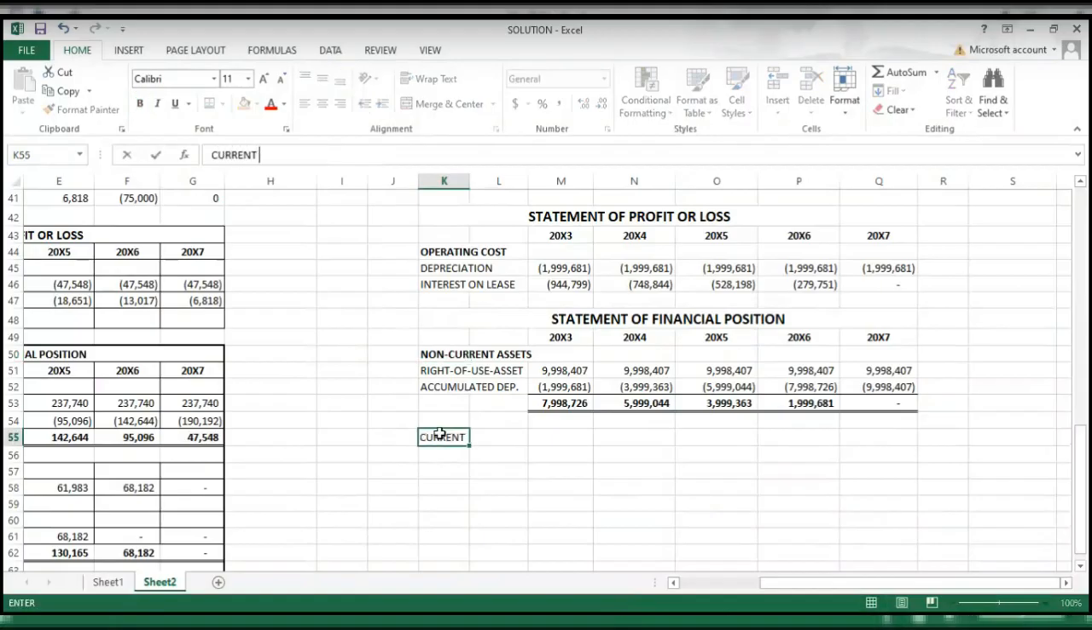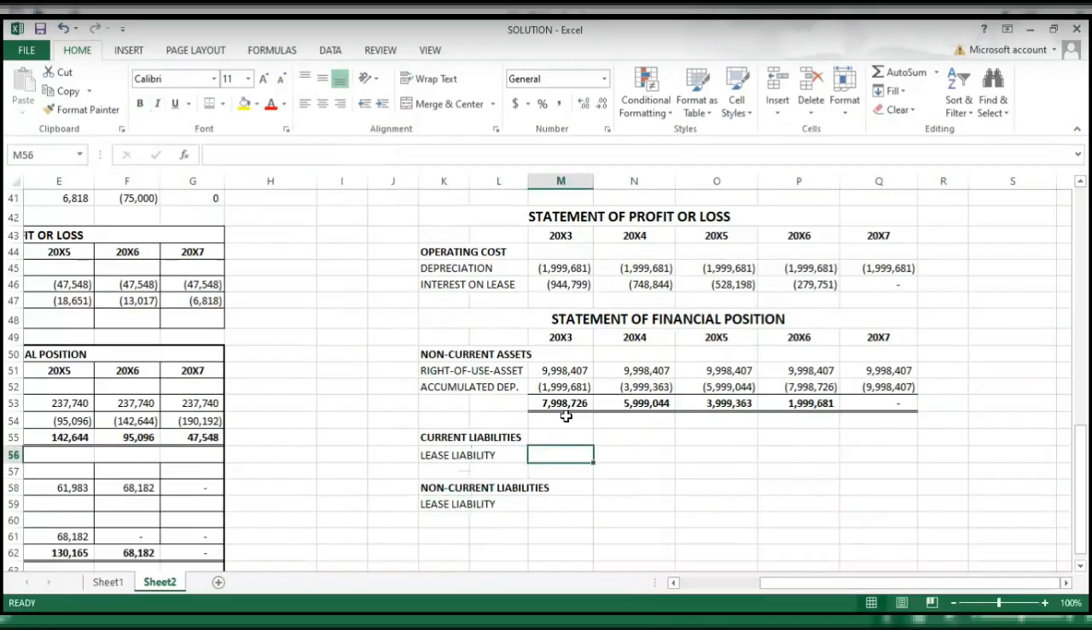Current liabilities and non-current liabilities. So we are going to be having these liabilities under each of them. This liability. So we have these liabilities under each of them like that. So current liabilities, non-current liabilities.